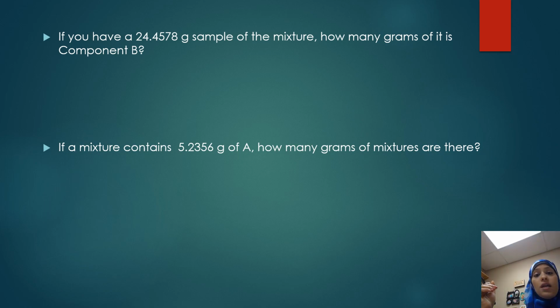All right, now those percentages that we've just derived, let's use them to give us some more information. So in this particular example, it says if you have 24.4578 grams of the mixture, how many grams of it is component B? Given, of course, based on what we saw before, that component B is 32.295%, okay? So you can use the algebraic method for figuring this out, but I always like to teach the dimensional analysis method in chemistry class because it's so essential when we start to change units on you.